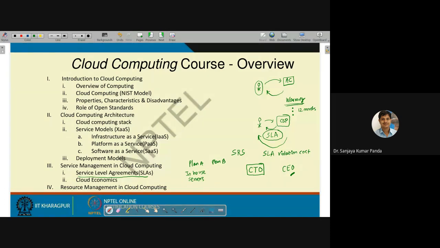Plan B says, why worry, why manage these servers in our campus, why not move to the cloud? Let the cloud provider manage the servers. So you have two plans, Plan A and Plan B, and as a CTO you have to decide which one is beneficial for you.